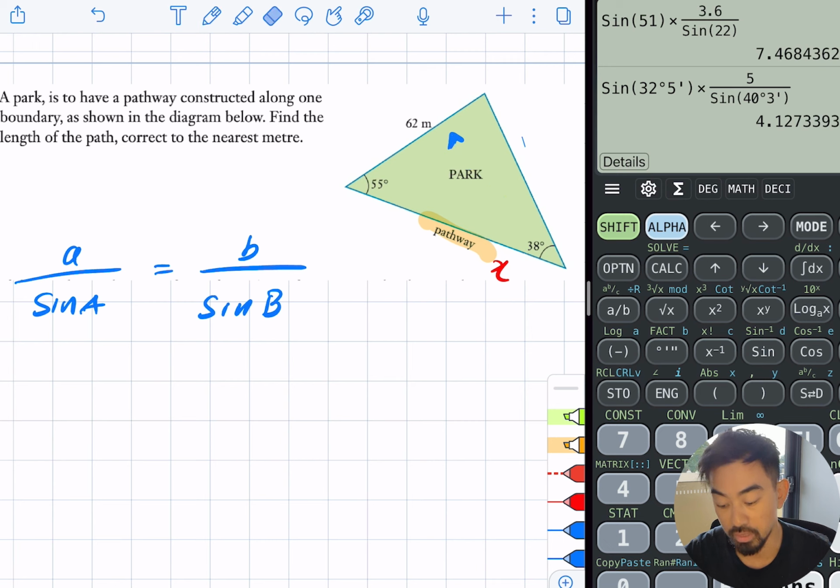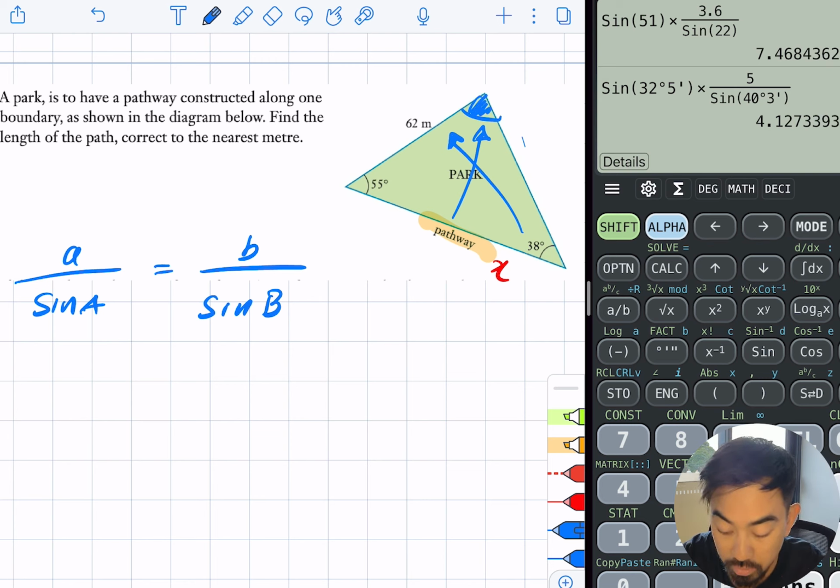What I really need is for this side to be opposite this angle. We've got a problem here, haven't we? We don't actually have an angle here. So what do we do? Well, if you notice, I've actually got 2 angles already, and I know that in a triangle there are always 3 angles, and they add up to 180.